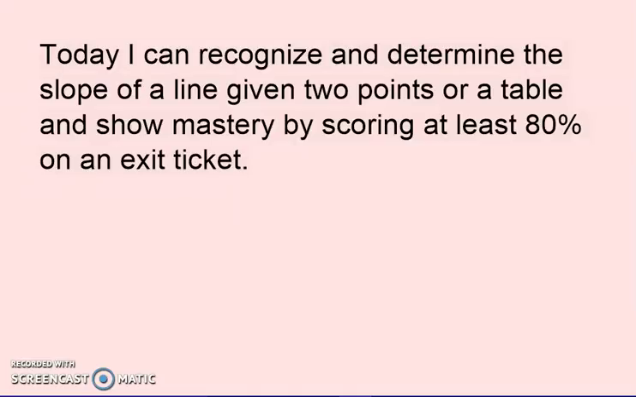All right, welcome to Finding the Slope Day 1. Our goal today is to be able to recognize and determine the slope of a line given 2 points or a table and show the mastery by scoring at least an 80% on the exit ticket. Your exit ticket you will take in class tomorrow, so don't worry if you don't see it posted.